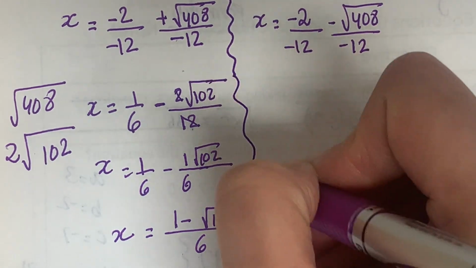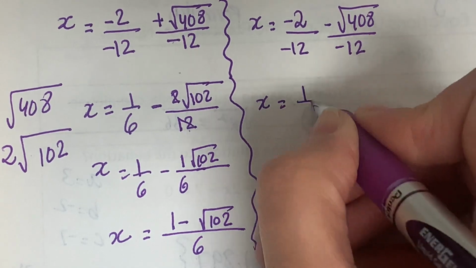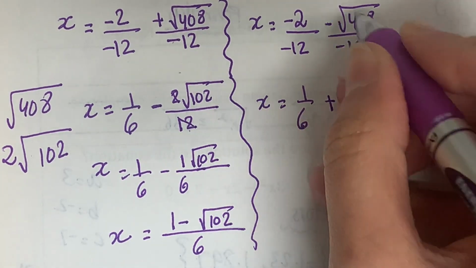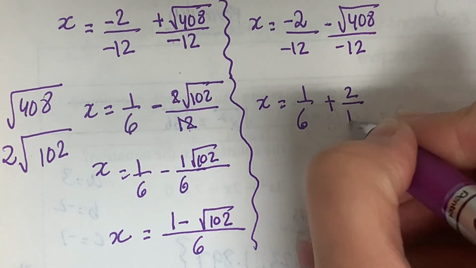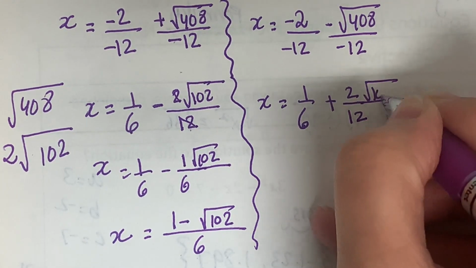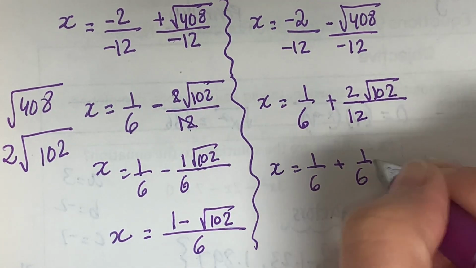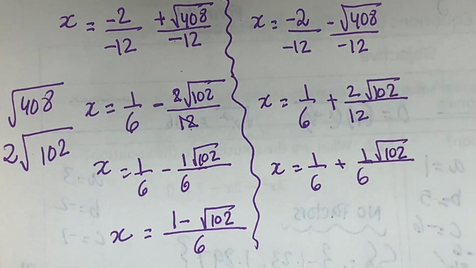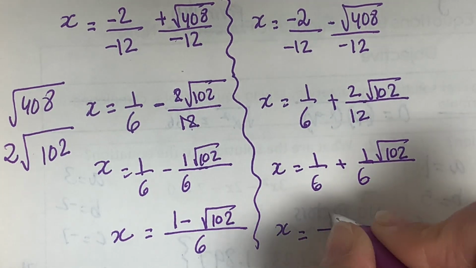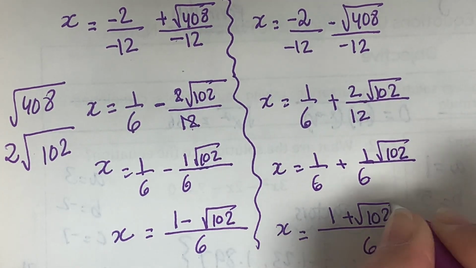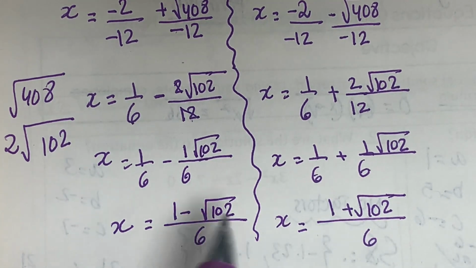And then on the other hand side, I'm going to do the same thing. This is simplified as positive 1 over 6. This is a plus, and this should be 2 over 12 and then square root 102. So 1 over 6 plus 1 over 6 square root 102. And you actually can combine the common denominator. It should be 1 plus square root 102. So this one actually will be written as the radical form or a fraction like this.